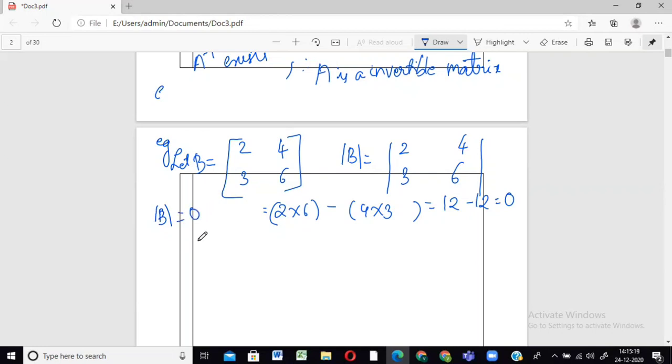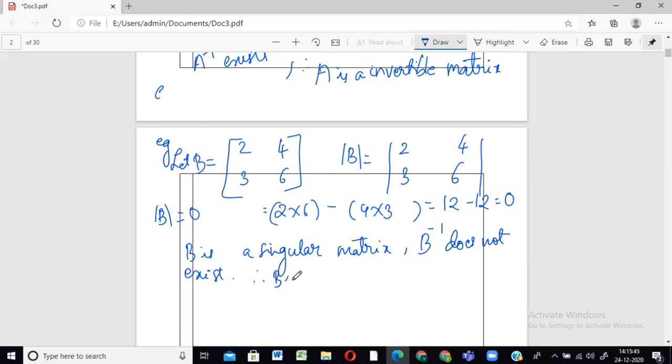So when it is equal to 0, that is not non-singular, right? So B is a singular matrix. If it is non-zero, it's non-singular; if it is equal to 0, it's a singular matrix. So will its inverse exist? No, right? So B inverse does not exist. Therefore, B is not an invertible matrix.